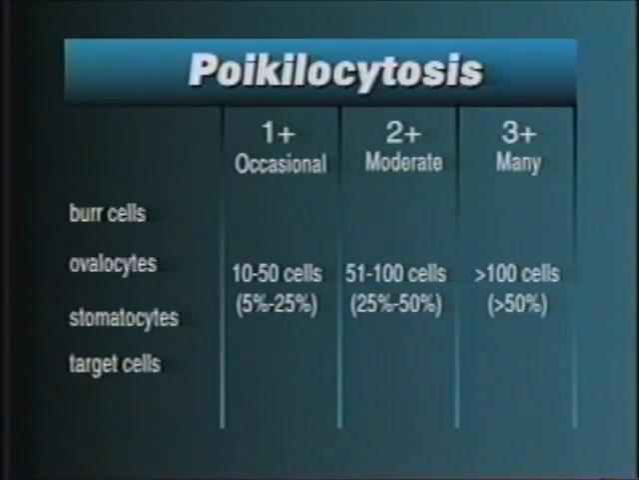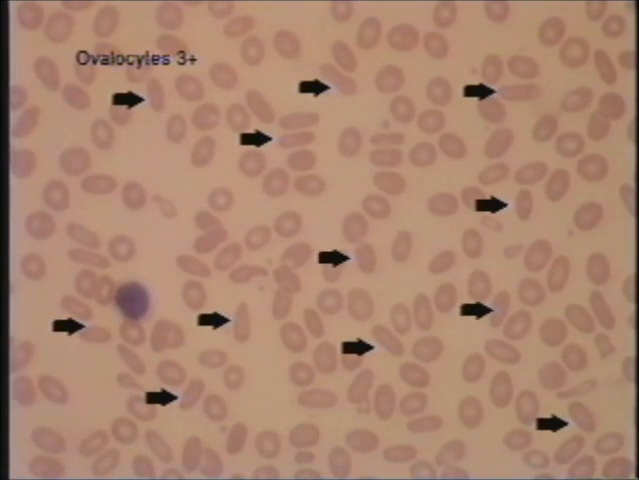For poikilocytosis, there are really two groups. There are the lumpers and there are the splitters. The lumpers are Burr cells, ovalocytes, stomatocytes, and target cells. And these are not important unless we see them in large numbers. Looking at this photomicrograph, we can see a lot of ovalocytes, and it's quite simple, in fact, to know that it's 3+ right away, because certainly more than half of the field have ovalocytes.